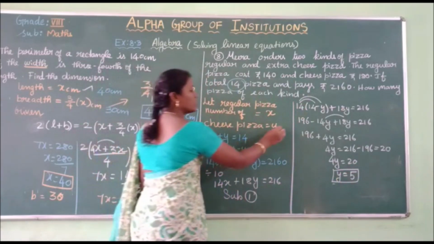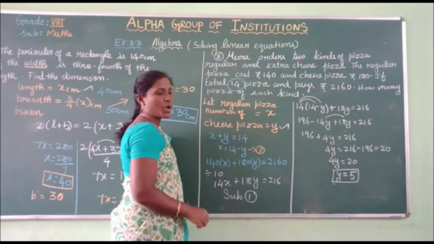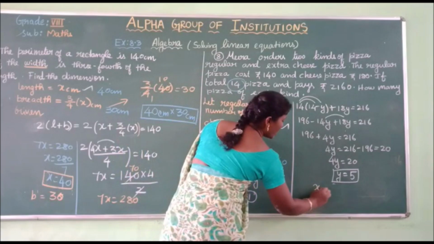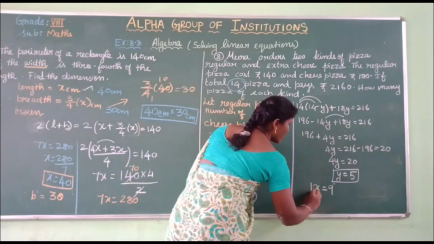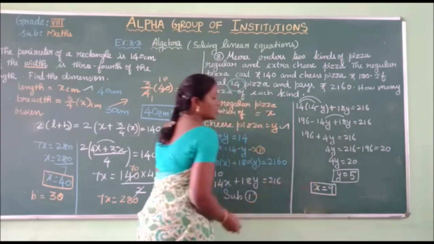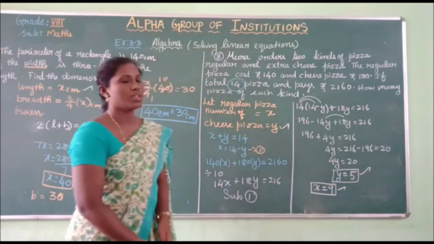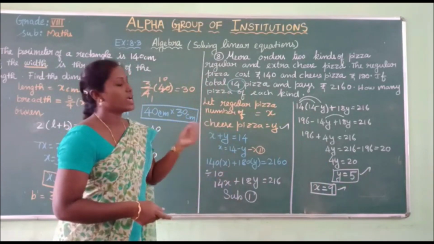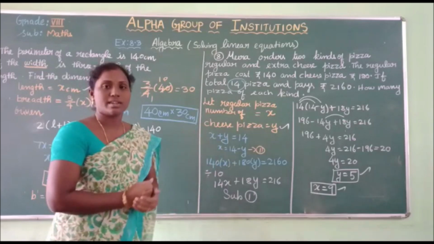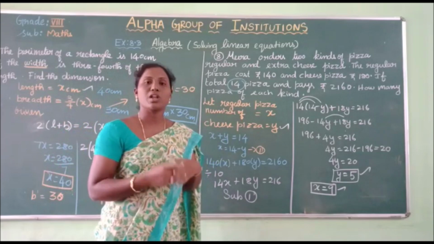y we have chosen here as cheese pizza. So take y and substitute in equation 1. If I substitute in equation 1, we get 14 minus y is 9. So we got the value of x is equal to 9. So y implies the cheese pizza and x implies the regular pizza. So finally the number of cheese pizzas they got is 5 and the number of regular pizzas they ordered is 9. Okay, like this in many real life situations we are using algebra unknowingly.